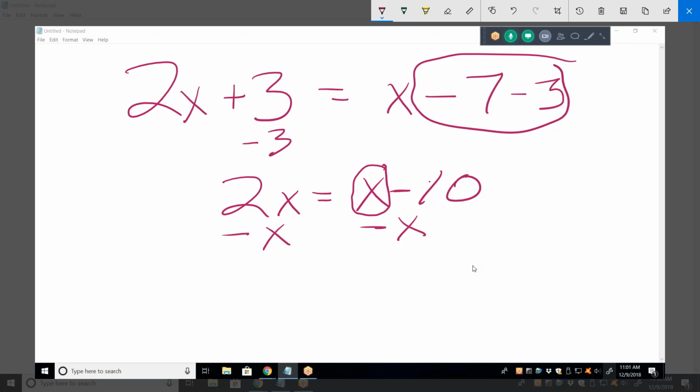Okay? Now, what's the left side equal to? 1x. Just x. We don't write the 1 if we don't need to. What's the right side equal to? -10. There you go. Okay?